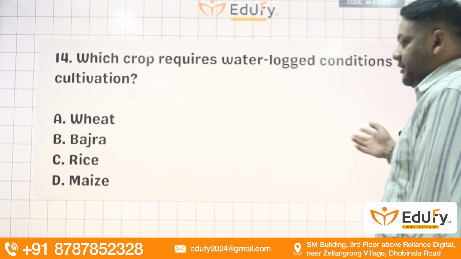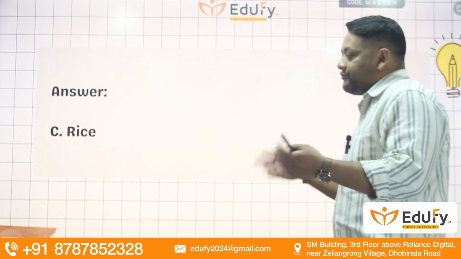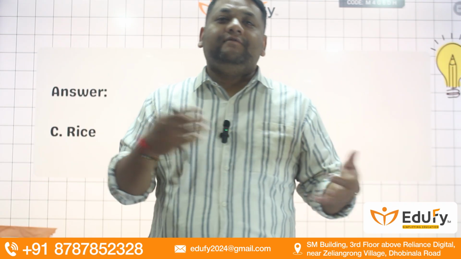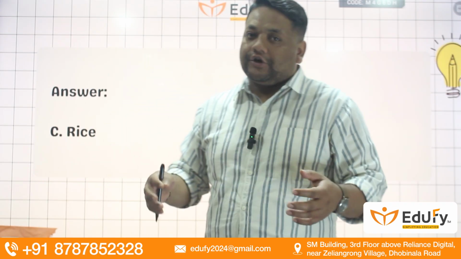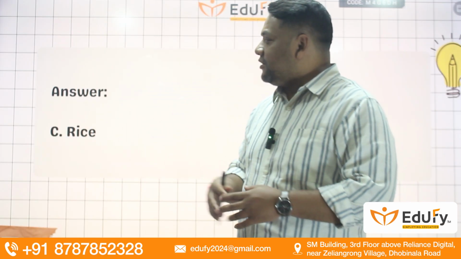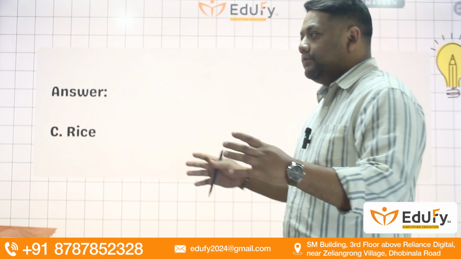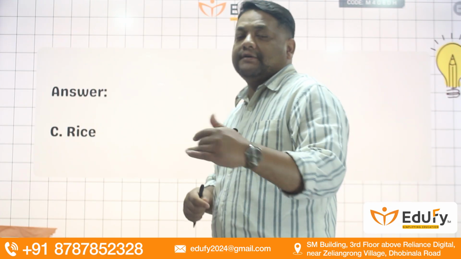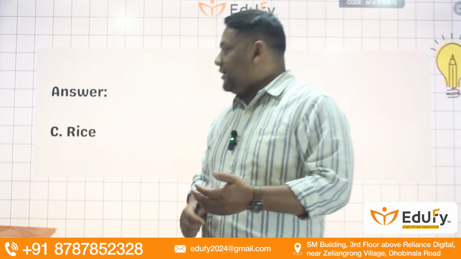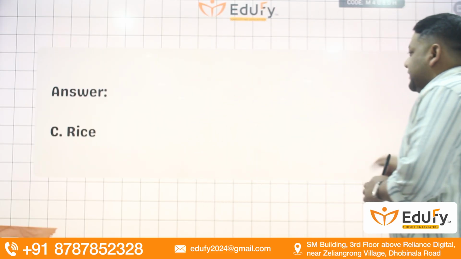Next, which crop requires waterlogged conditions for cultivation? Wheat, bajra, rice, maize. Remember, wheat is a dry crop. We mostly use it in dry regions. Rice, we generally develop a kind of wetland and then we start cultivating rice. It requires a very high amount of rain and water plus high temperature, around 25 to 30 degrees Celsius, which is suitable temperature for rice production. Sometimes temperature can go beyond 33, 34. Still that is okay for rice if water content in soil is available. So high water content, that is rice.